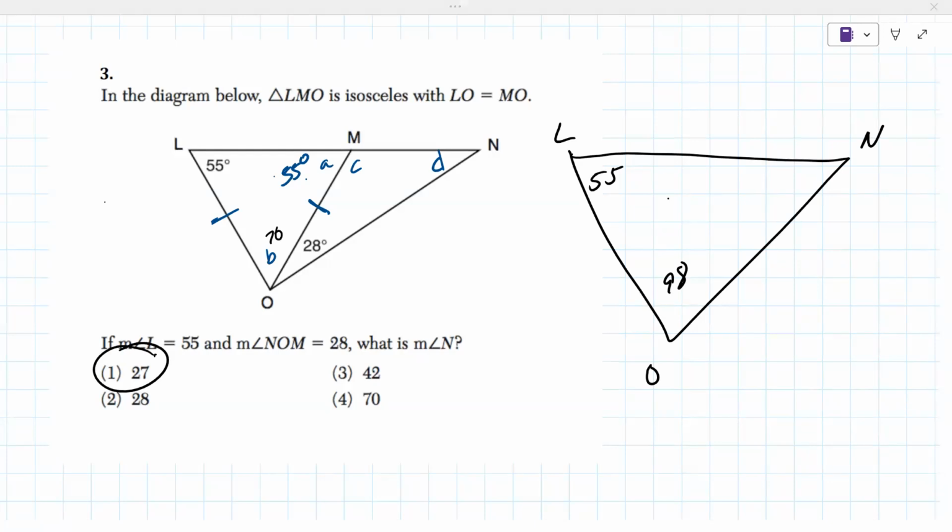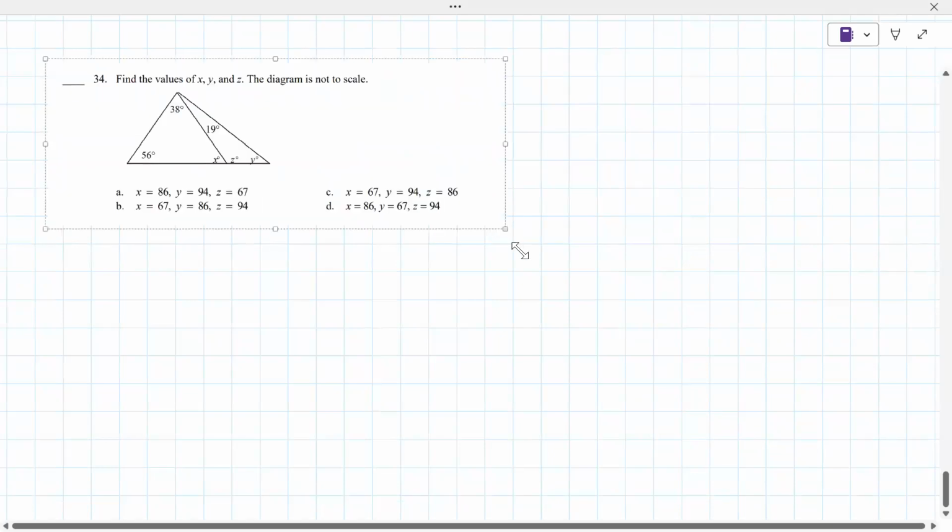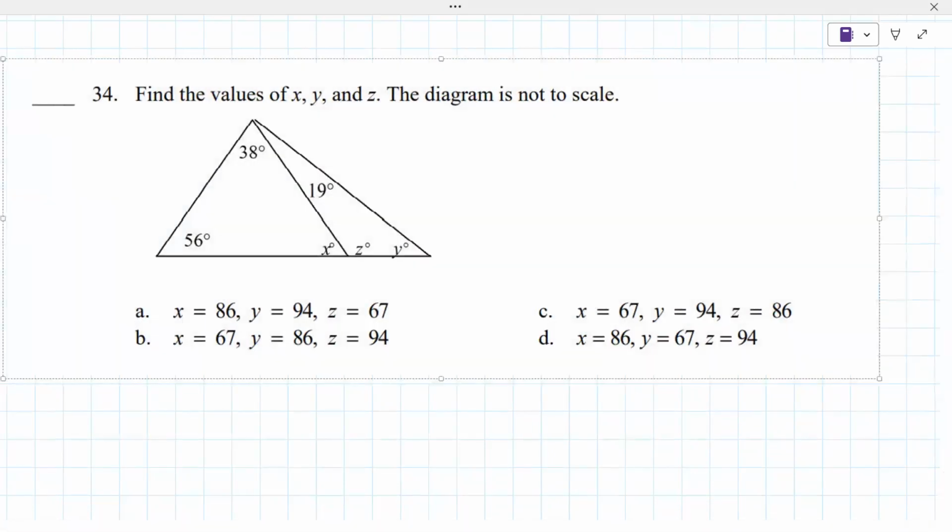I would encourage you to draw these down. And I know it's kind of a hassle, but if it was right in front of you, mark it up. But go ahead and try this one, please.